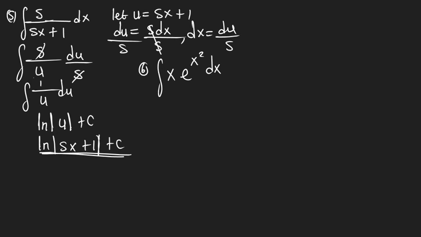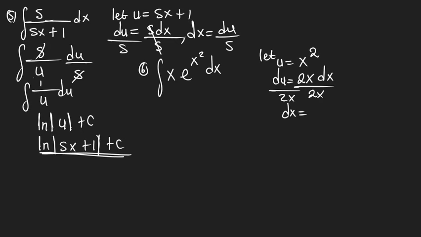The first thing that I taught: you look at e. You need to look at the exponent part, then you look at its power, and you equate it to u. So I'm going to say you let u equal x to the power 2. Then du is going to equal 2x dx, over 2x, over 2x. And finally, your dx is going to equal du over 2x.